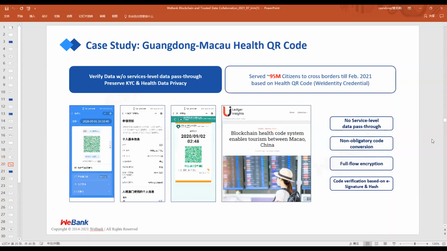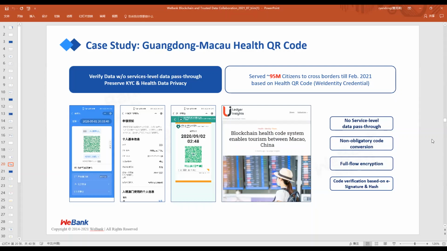And here I show a case study. This is one of the benchmark applications of DID. We worked together with Macau and Guangdong. We know the COVID-19 virus changed people's lifestyle, right? They put a lot of restrictions on travel. Every time we cross the border, we need to provide a lot of proof that we are negative on the virus infection.